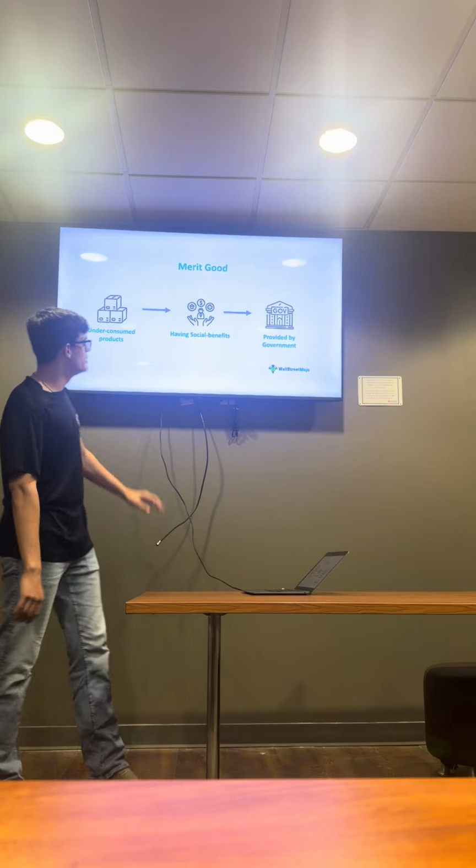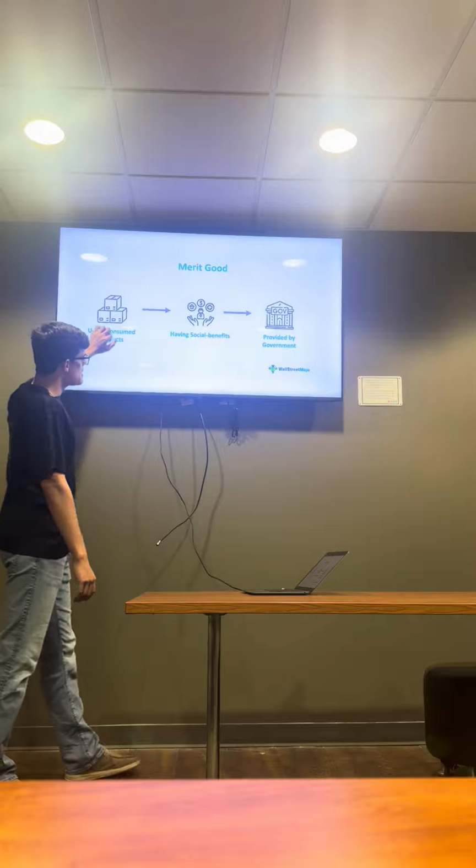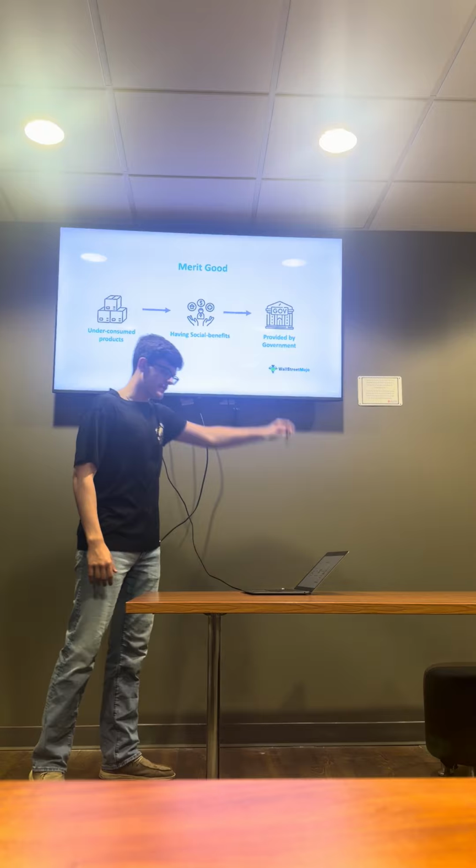When we talk about merit goods, this picture I think provides a great example. We have underconsumed products that have social benefits that are provided by the government.